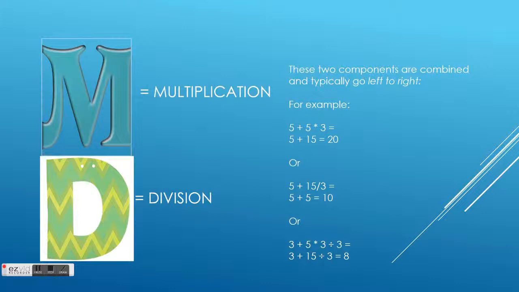So this is where you would use going left to right. Your first symbol is your multiplication, which is coming before your division. So really what you're saying is 3 plus 5 times 3, which is 15, divided by 3. So now you've done your multiplication, so now you do your division. So really it's 15 divided by 3, which is 5. So your equation is really 3 plus 5 equals 8.